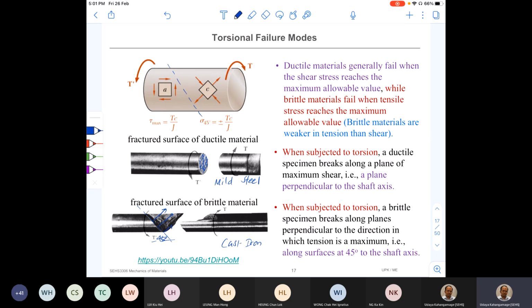So the failure: brittle material like cast iron cannot support very high tensile forces. We apply torque, so torque creates internally a tensile force normal to the 45-degree angle cross section. As a result, failure happened as a tensile failure. So this is a shear failure, I can say shear failure. Okay, but this one is a tensile failure.